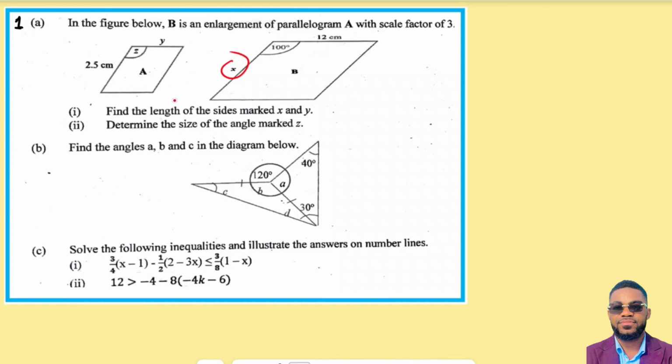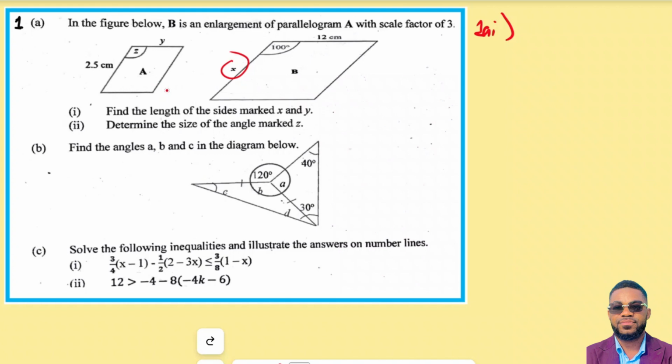Now, let's begin with the solution here. That's going to be question 1AI. So 1AI, write your question number as usual. So now how do we find the length of the side X and Y? Now this is what you are supposed to know. The two shapes A and B are similar shapes because B is an enlargement of A. B is the image and A is the object.